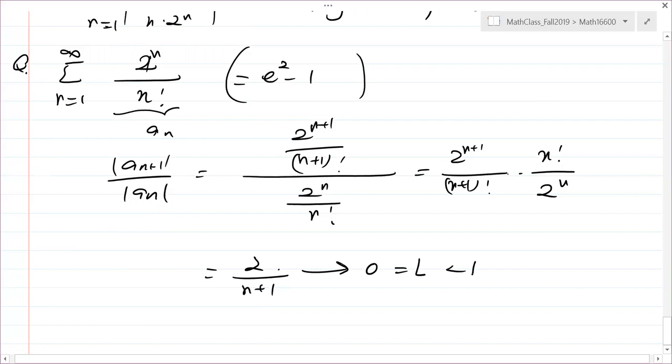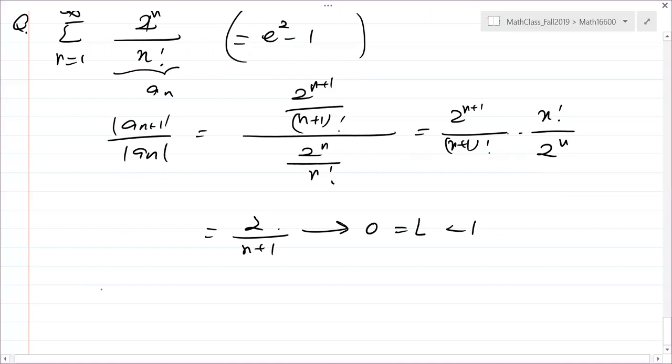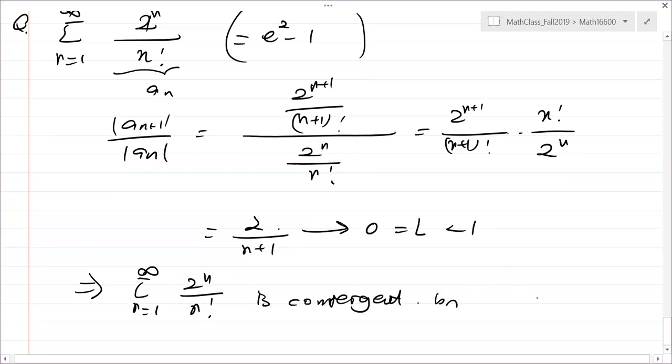Okay. So that implies this series is convergent, by the ratio test.